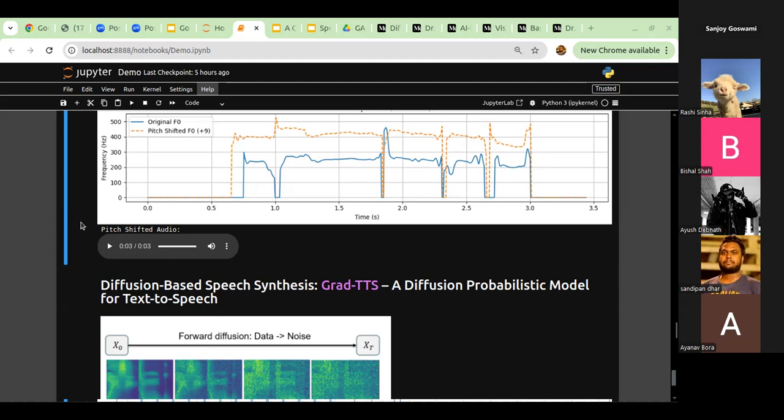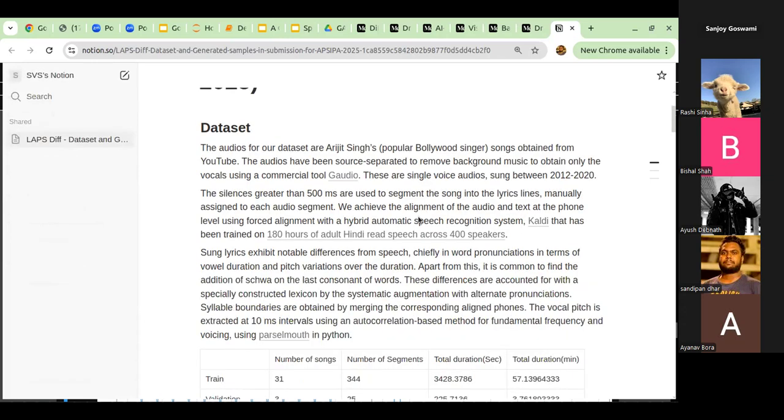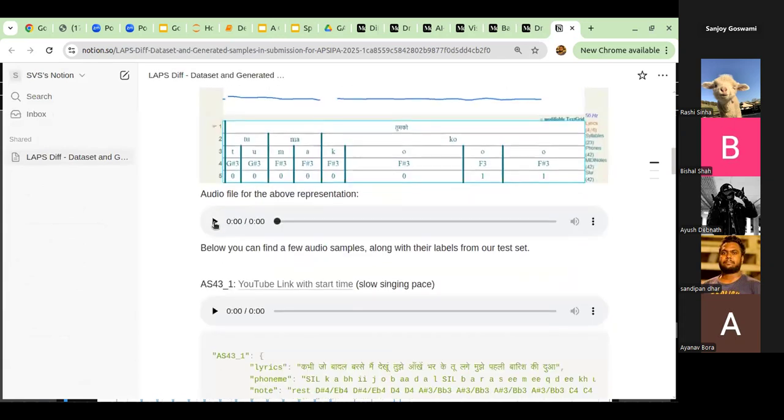So our lab is the first in India, the first Indian lab working on singing TTS, or singing voice synthesis. The input is basically your lyrical content and also the pitch information. The output you get is the corresponding audio of the singer, the vocalist. So this is the original data we have considered.